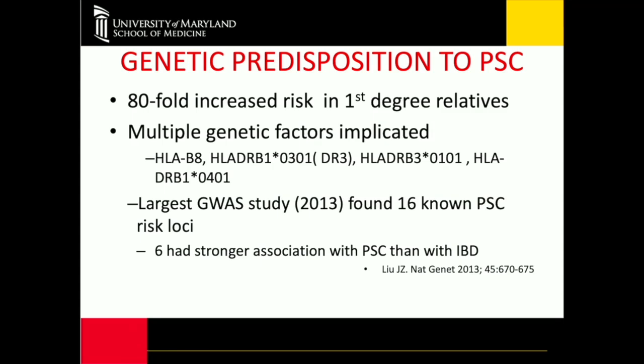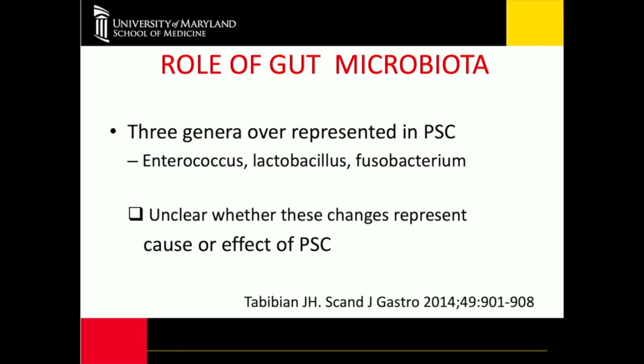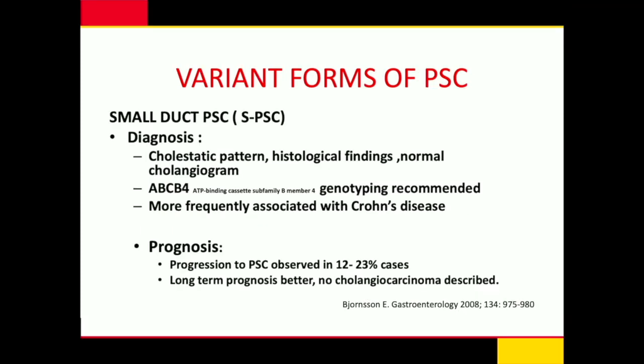PSC. There's an 80-fold increased risk in first-degree relatives. And the largest GWAS study actually found 16 known PSC risk loci, and 6 of these had a stronger association with PSC than with IBD, suggesting that the predisposition to PSC is somewhat different than with IBD. The role of gut microbiota is somewhat unclear. These 3 genera are overrepresented in PSC, but it's not really clear whether these represent a cause or an effect.